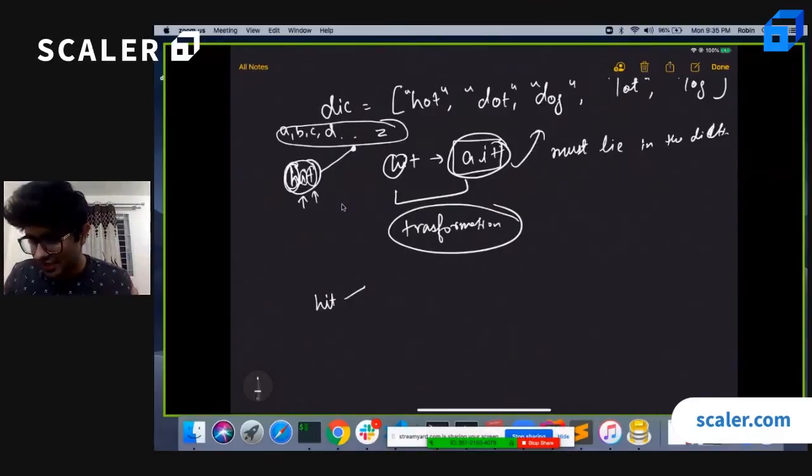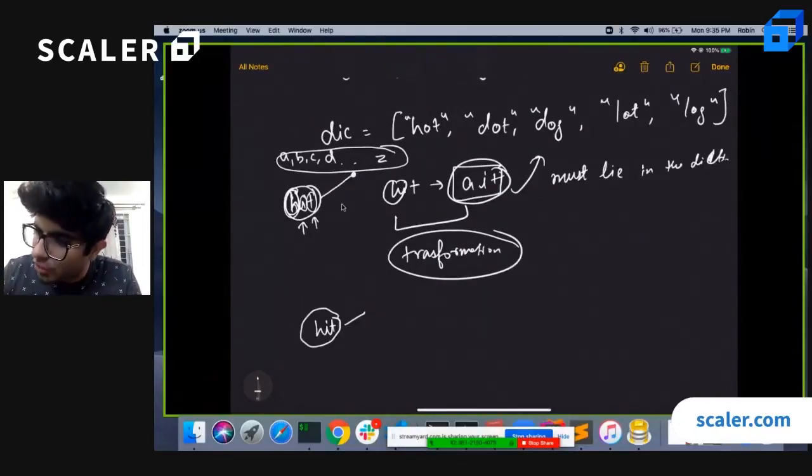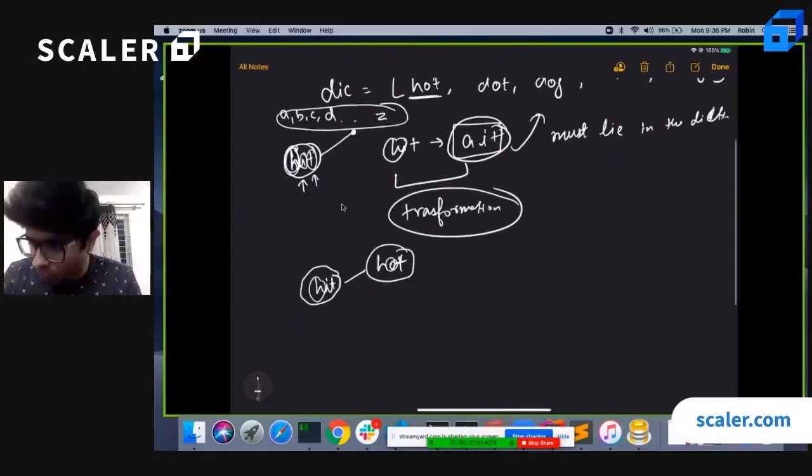For each case, I can check whether the given modification exists in the dictionary or not. If it exists in the dictionary, I will just create a path. Let's start creating a path from "hit". Where can I go to? In one transformation, can I go to "hot"? Yes, I can, because I modify the I and it turns into O, and the H and T remain the same. So there is only one modification, which is allowed in one transformation. So I am good with that.